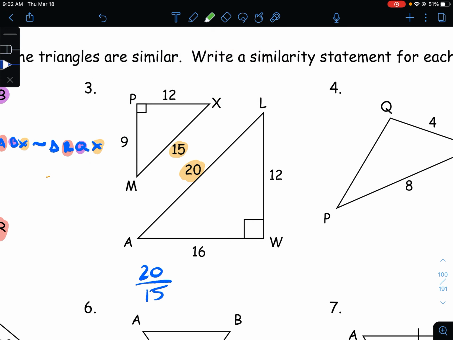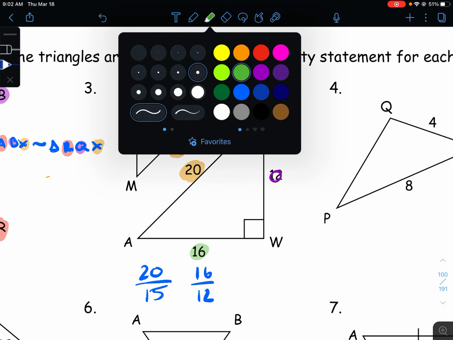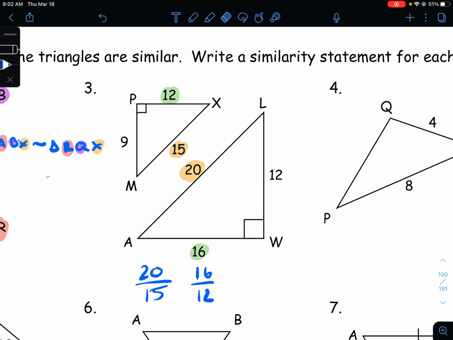Then you find the next biggest side on your big triangle. My next biggest is 16. And you find the next biggest side on your small triangle, that's 12. So we'll do 16 and 12. And then you put together the small sides. Oops, that's supposed to be a highlighter. It's still erasing. So you've got 12 and 9.